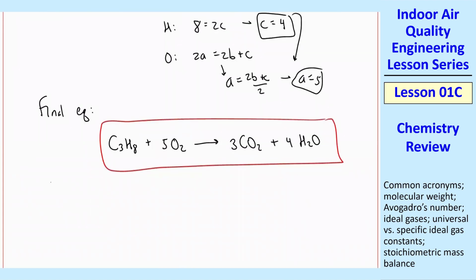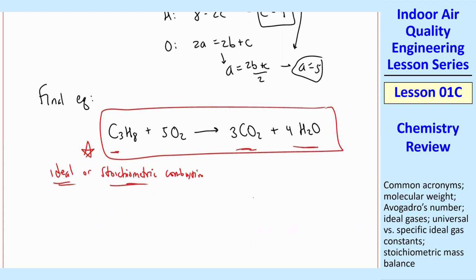By the way, this is ideal, or what we call stoichiometric combustion. It's ideal in that we are taking all of our carbon on the left and converting it to carbon dioxide on the right. There's no other air pollutants in here. We have just CO2 and H2O. H2O certainly is not an air pollutant. CO2 is not an air pollutant. It is a greenhouse gas. So that's called ideal or stoichiometric combustion.